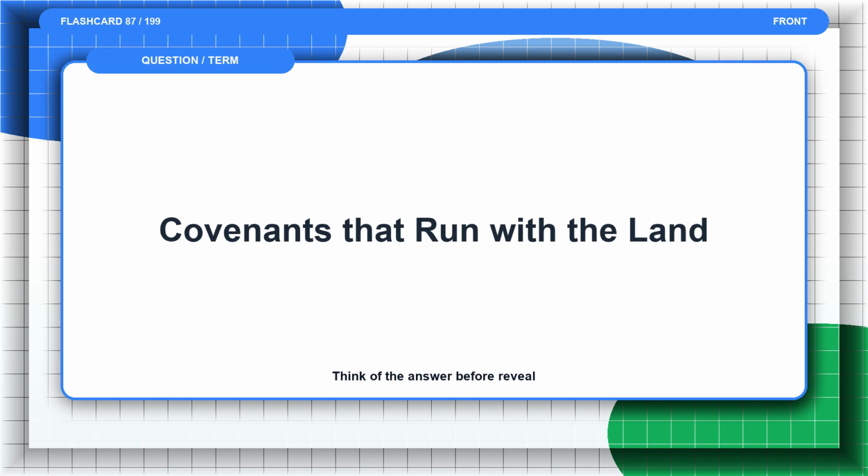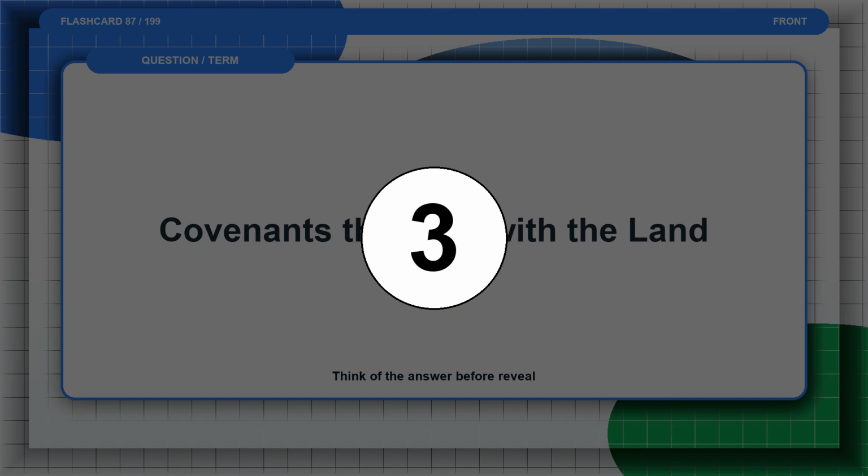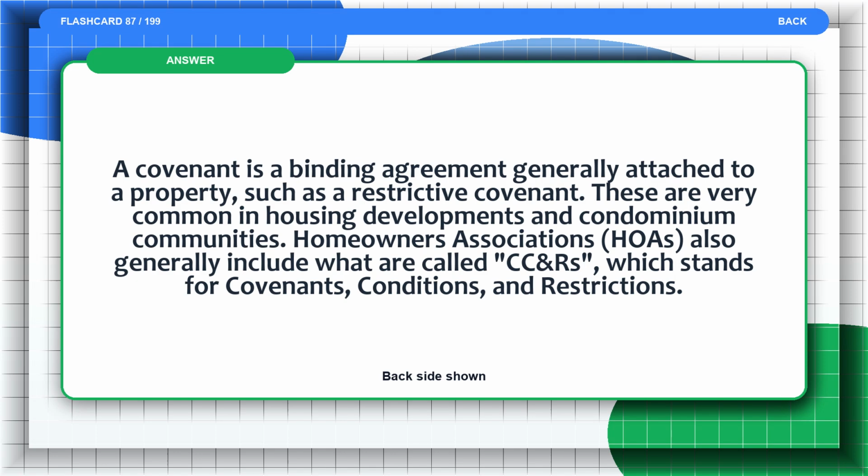Flashcard 87. Covenants that run with the land. Pause and think of the answer before the reveal. The answer is, a covenant is a binding agreement generally attached to a property, such as a restrictive covenant. These are very common in housing developments and condominium communities. Homeowners associations (HOAs) also generally include what are called CC&Rs, which stands for covenants, conditions, and restrictions.